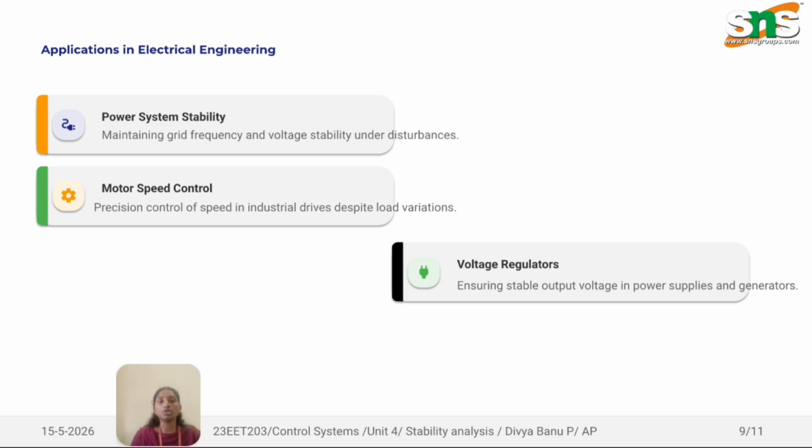Coming to the applications: power system stability, maintaining grid frequency and voltage stability under disturbances. Motor speed control, precision control of speed in industrial drives despite load variations. And voltage regulators, ensuring stable output voltage in power supplies and generators.